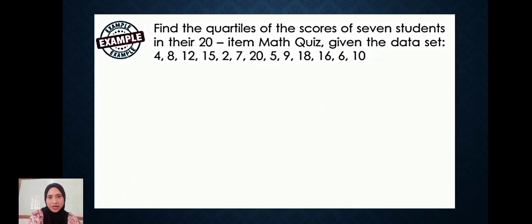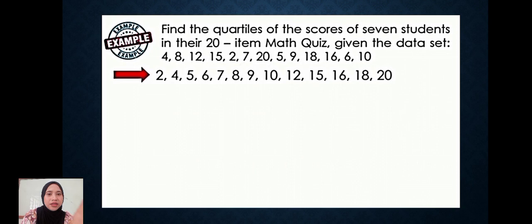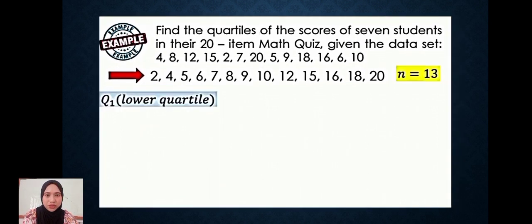So first step is that we have to arrange the ungrouped data that we have from smallest to largest numbers. So meaning we will arrange the numbers in ascending order. The smallest is 2 and the largest score is 20. So we have 2, 4, 5, 6, 7, 8, 9, 10, 12, 15, 16, 18, and 20. So n is equal to 13, the number of our data or samples here.